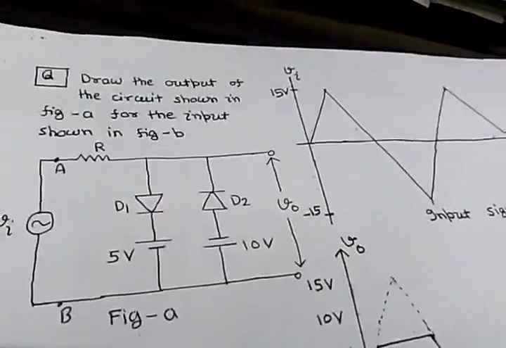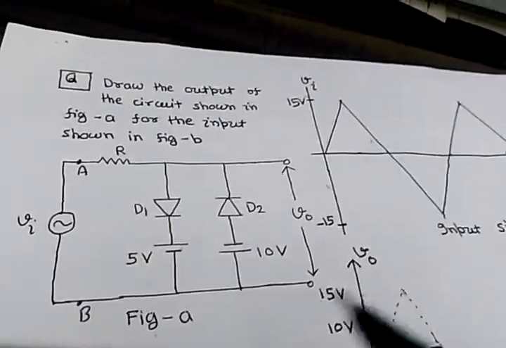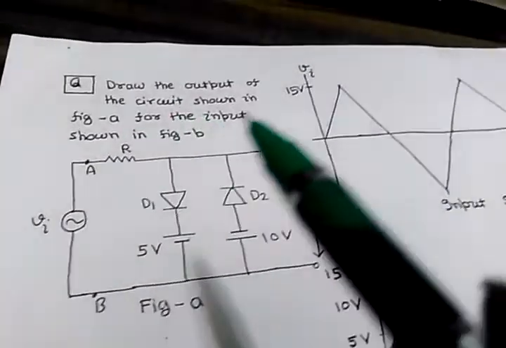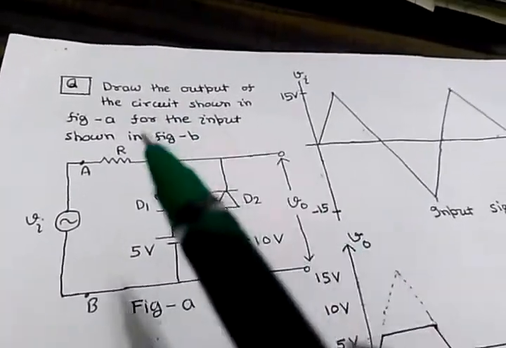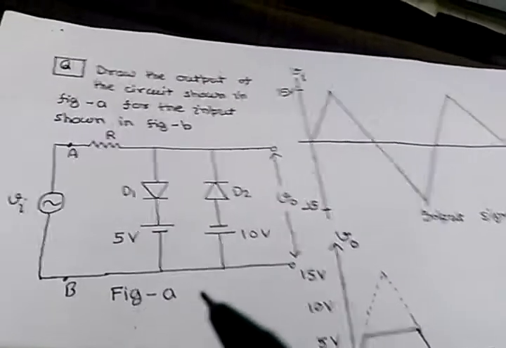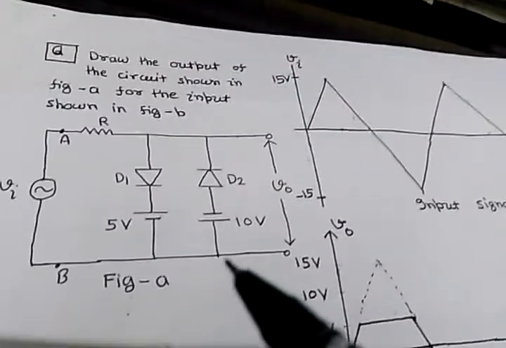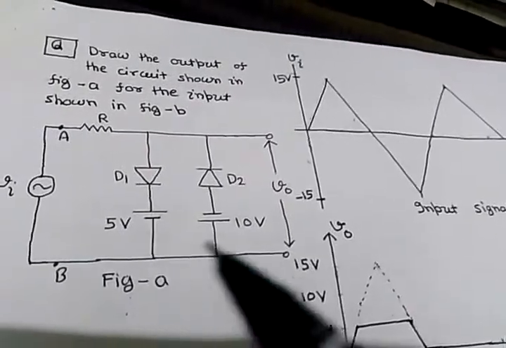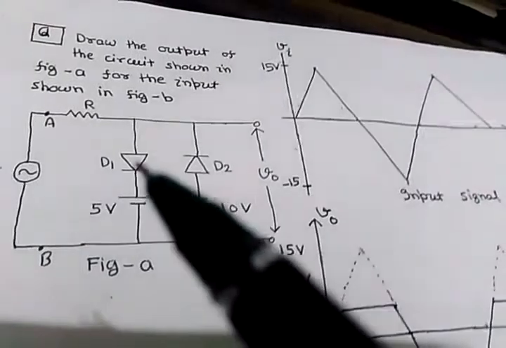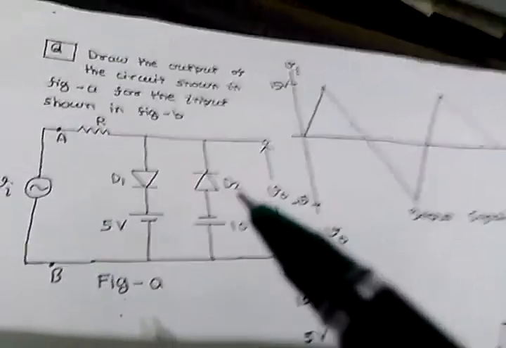In this video, we will solve a problem of clipper circuit. Draw the output of the circuit shown in figure A for the input shown in figure B. This is a clipper circuit in which two reference voltages, 5 volt and 10 volt, are used. Two diodes D1 and D2 are also used.